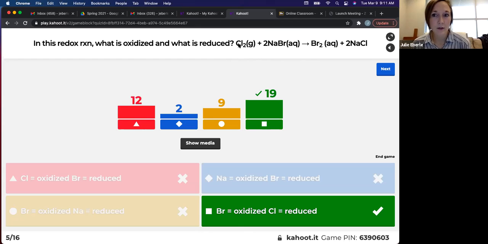Chlorine is by itself, so it's 0. On the product side, it's a -1 over here. That's the oxidation number, you should have gotten it. So 0 to -1 is reduced. A lot of people pick the opposite thing there, that chlorine was oxidized and bromine was reduced. But remember, OIL RIG will help you keep that straight. Oxidation is the loss of electrons, charge is increasing. Reduction is the gain, charge is decreasing or reducing.